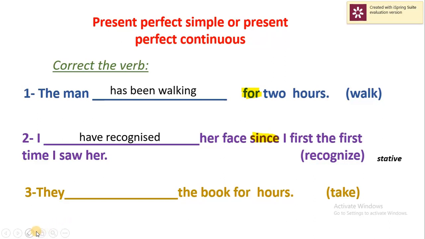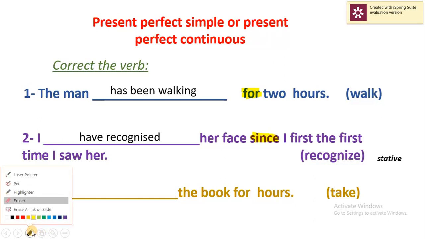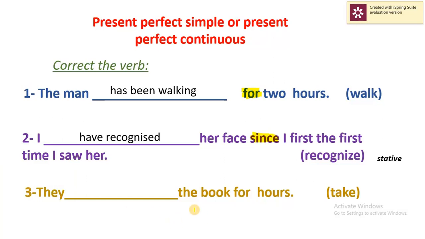Okay, now let's move to the last one, number 3. Now here we have they space the book for hours. Girls, look carefully. Is there a keyword here? Yes, of course, there is for here. And for, as you know, it is a keyword for which tense? For the present perfect continuous. Very good. But what about the verb?